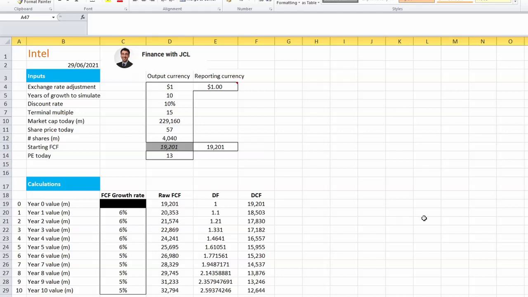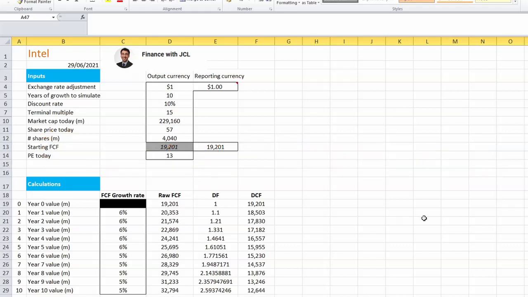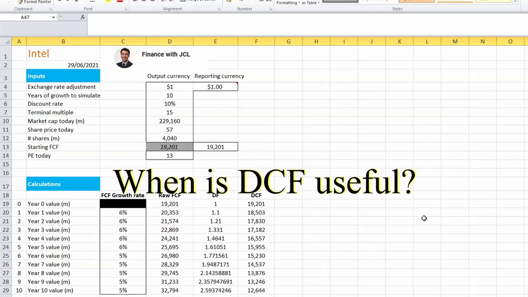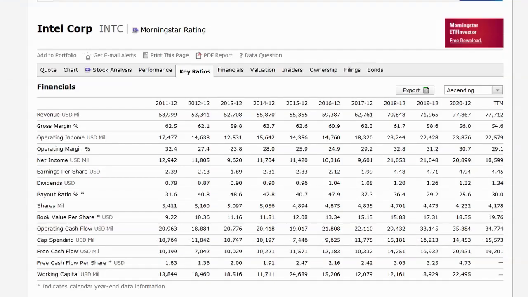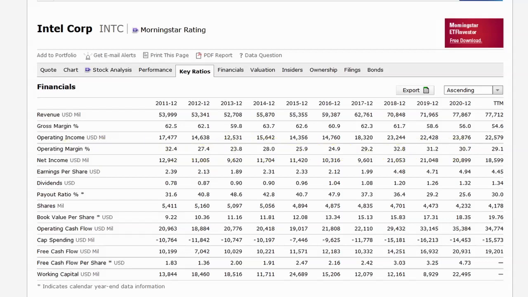Another term for free cash flow is owner's earnings. That's what Warren Buffett has been known to call it. So we've established that free cash flow is effectively your benefit as owner of the company. Therefore, in what scenarios would free cash flow be useful to assess a company? Have a look here at Morningstar, which has a very helpful 10 years of history. Discounted cash flow methods cannot be used where the free cash flow of a company is negative, because the mathematics doesn't work in those scenarios. And if you've got negative owner's earnings, then you can't really assess the benefits to you.